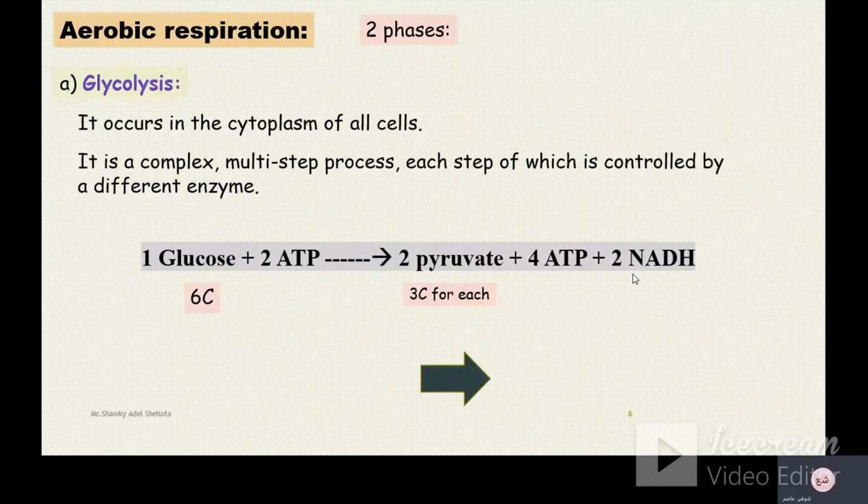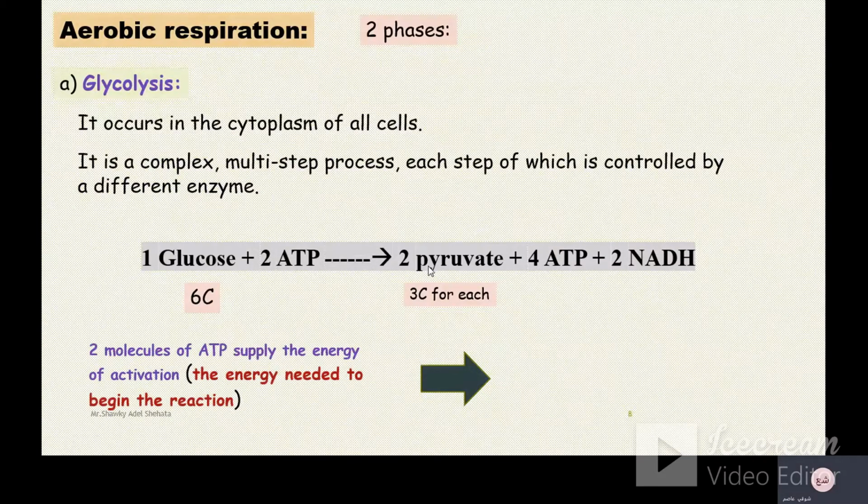So the equation of glycolysis: one glucose combines with 2 ATP, and it produces 2 pyruvate plus 4 ATP and 2 NADH. The glucose consists of 6 carbons, and the pyruvate consists of 3 carbons. So 2 molecules will be produced to yield 6 carbons.